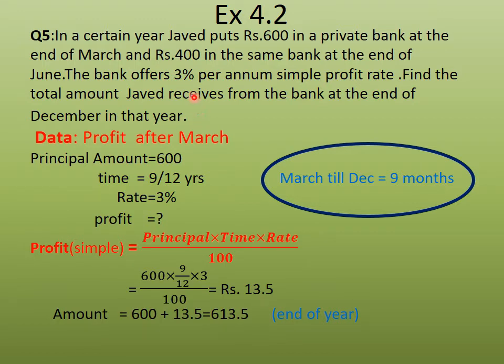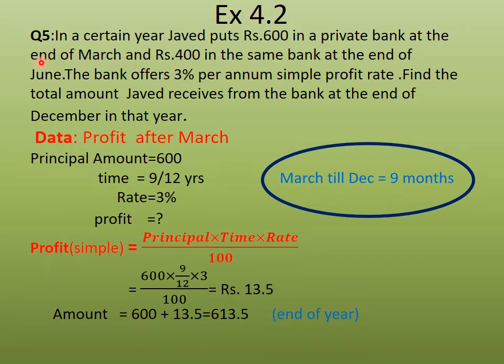You can observe that there are two investments which Javed has done. So we will find the profit of each investment one by one. First was when he invested his money at the end of March.